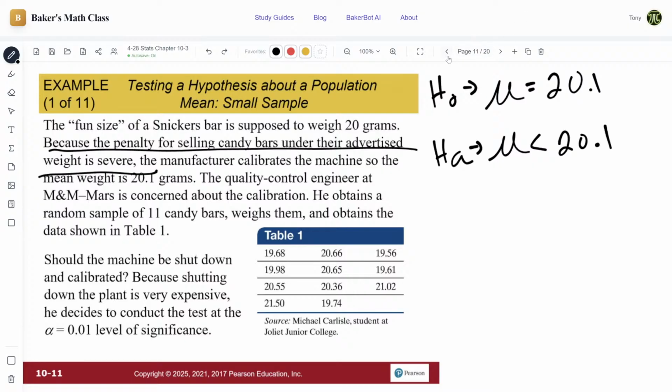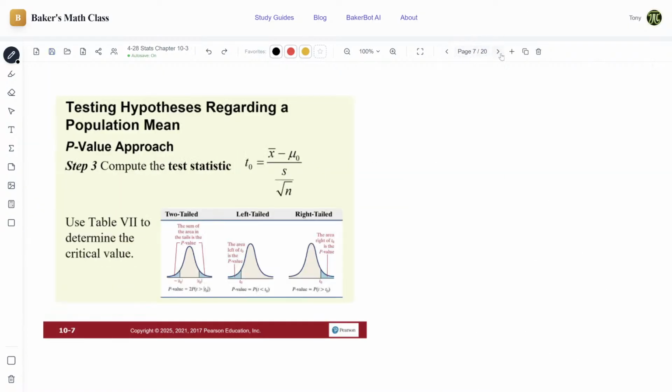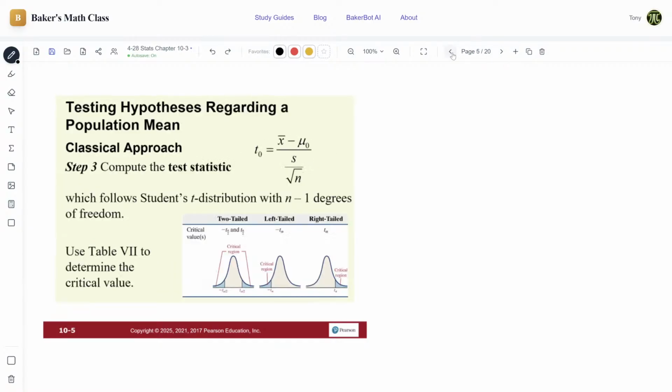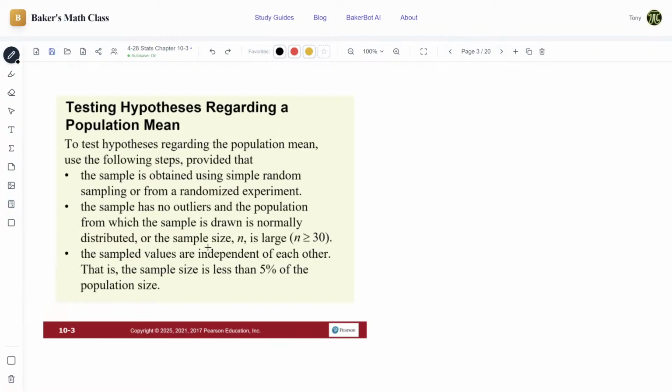Let's go back and look at the pieces of things that I need. What was the sample size again? 11. What's the population? It didn't tell us what the population was. No. The 11's the issue.